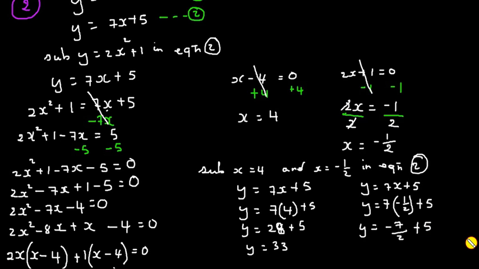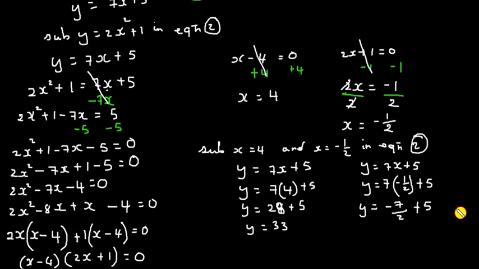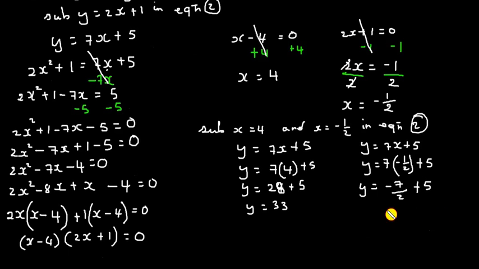Now, I will show you something. We have a fraction. Minus 7 over 2 plus 5. How do we simplify this? 2 multiplied by 5 will give us 10. 10 minus 7 will give us 3. And we just put that over 2. So y is equal to 1 and a half.